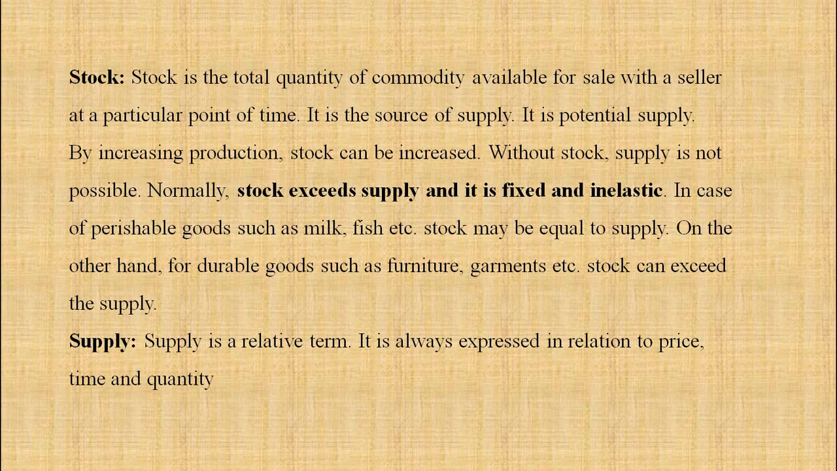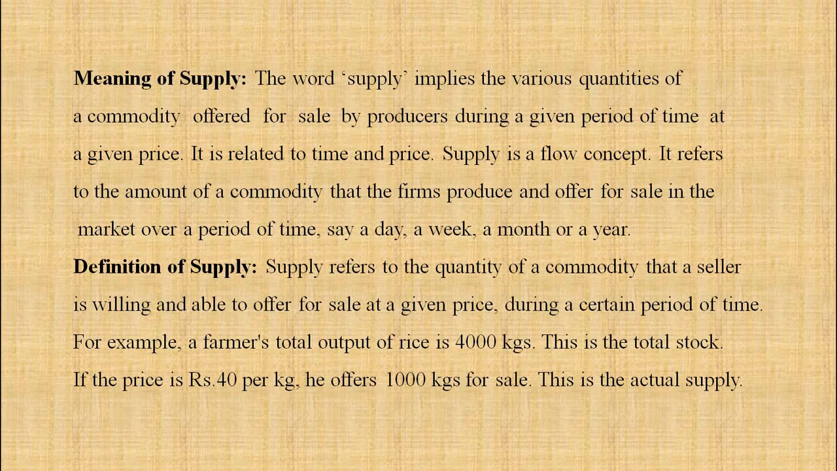Let us understand what is supply. Supply is a relative term. It is always expressed in relation to price, time and quantity, just as we discussed in the case of demand. What is the meaning of supply? The word supply implies the various quantities of a commodity offered for sale by the producer during a given period of time at a given price. It is related to time and price.